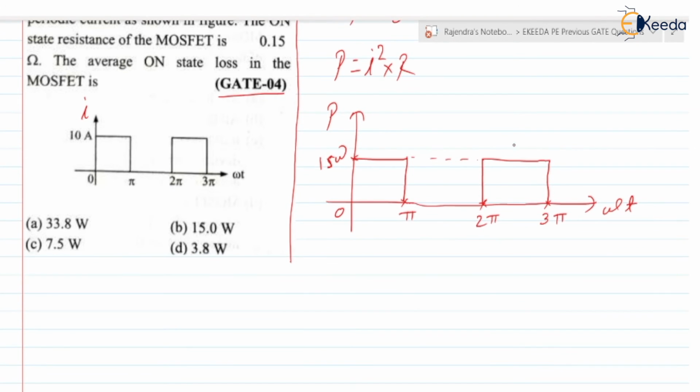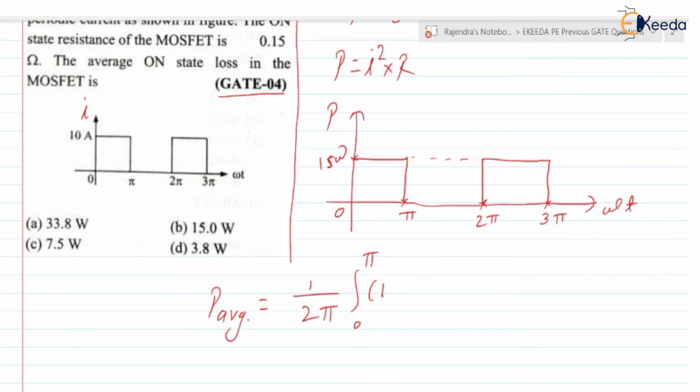Now as this is a periodic waveform, whatever pulse we have from 0 to 2 pi will repeat from 2 pi to 4 pi and so on. So the periodic angle is 2 pi. So we can write P average, that is the average power loss, is equal to 1 by 2 pi integration from 0 to pi, instead of 0 to 2 pi, because from pi to 2 pi the power is 0, so the integration of 0 will be 0. So the effective interval is only 0 to pi.